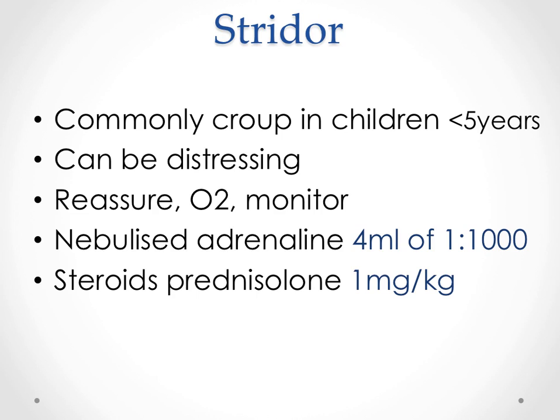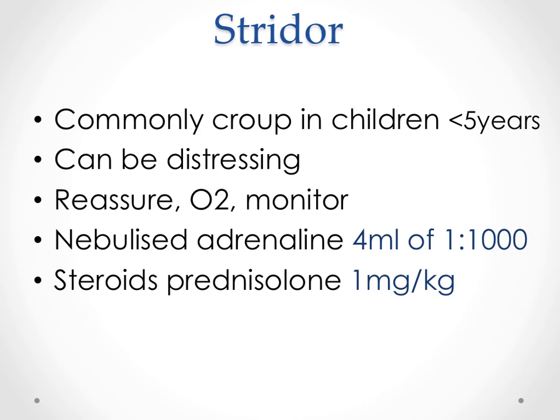Moving on from tension pneumothorax and pneumothorax, we're going to have a quick discussion about stridor. Stridor is a very common condition, often presenting in children with croup under the age of 5. It can be very distressing for the child and very distressing for the parents as well. Upper airway noise and often struggling to breathe, increased work of breathing, and sometimes desaturation.